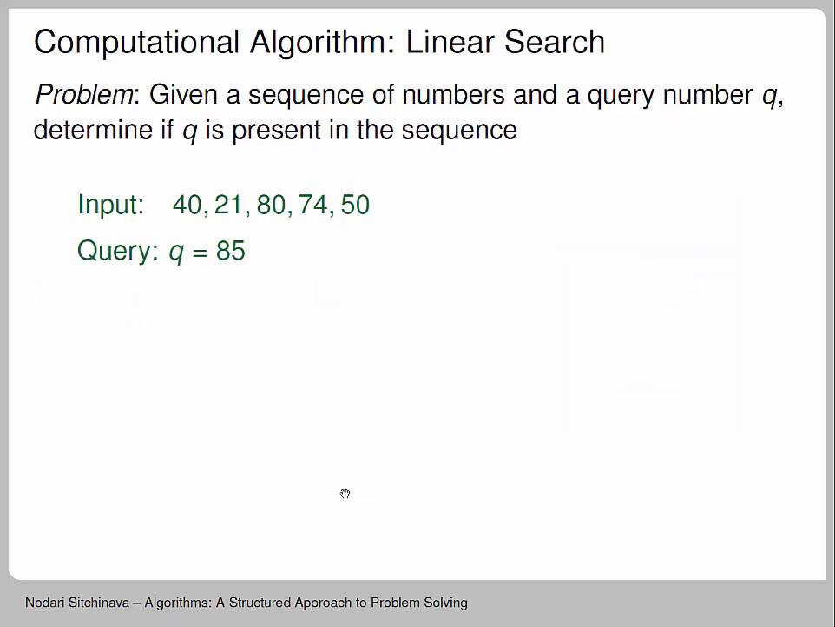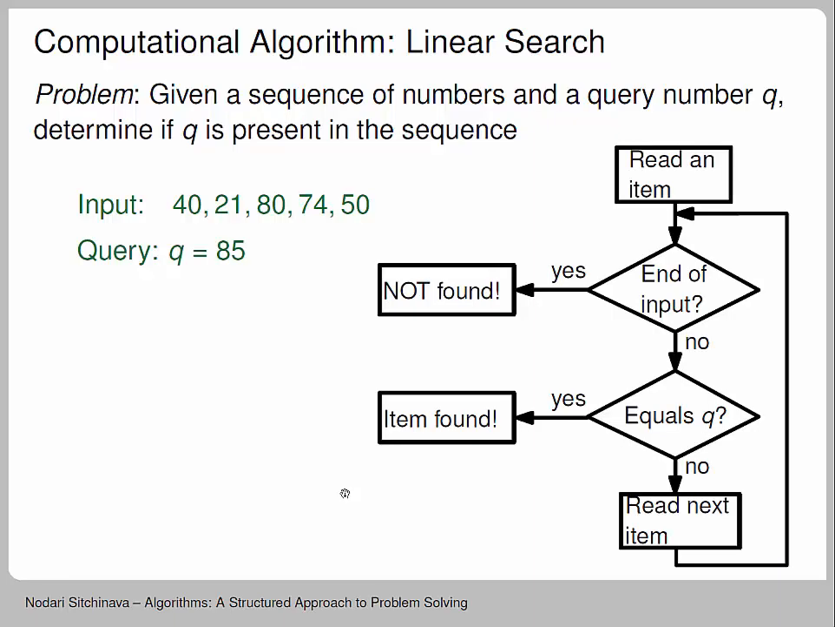So let's take a look at a different problem. In this particular case, it's a linear search. The problem is defined as follows. We're given a sequence of numbers and a query, which is a number q, and we want to check if q is present in the sequence or not. In this particular example, we have a sequence of numbers being 40, 21, 80, 74, 50, and the query is 85. So we want to know, does 85 occur in this sequence of numbers?